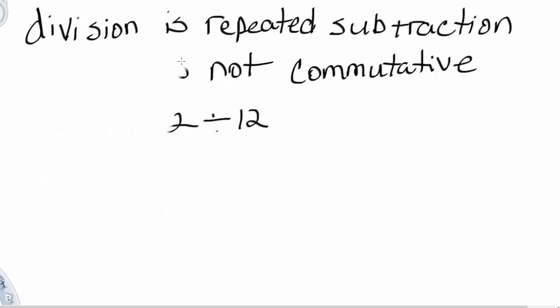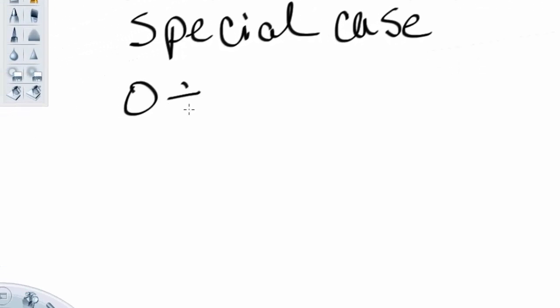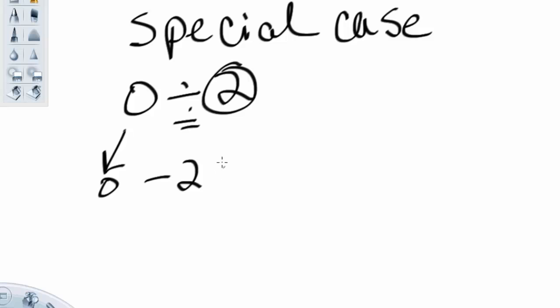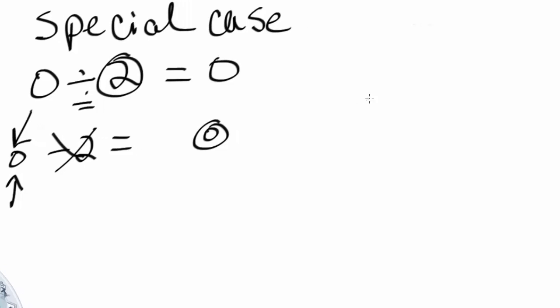Let's look at one of those special cases. What if we took 0 and divided it by 2? We'll take the number 0 and repeatedly subtract 2 from it until we reach 0. Hold on, wait a minute. We're already at 0. So there's nothing to subtract. The answer would then be 0 since we didn't do any subtracting. As a matter of fact, if we divide 0 by any number, the answer will always be 0.